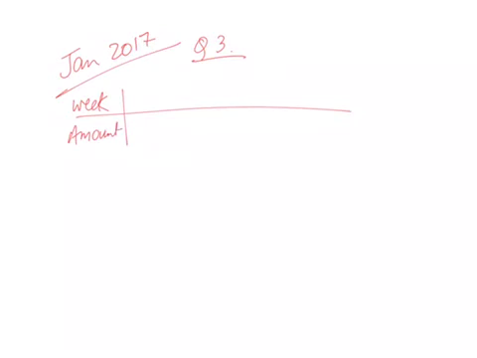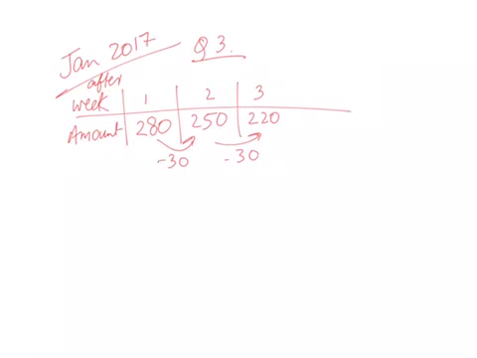So at the end of week 1, he will have 310 minus 30, which will become 280. So let's make a table and see how it works out. After week 1, the amount will be 280. After week 2, it will be 250. After week 3, it will be 220. After week 4, and so on, right? So it's decreasing by 30 every time. So minus 30 is our common difference.